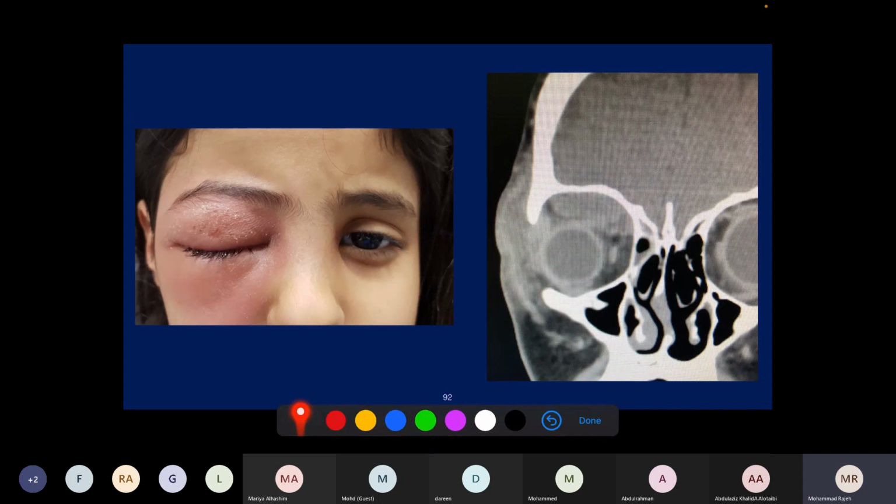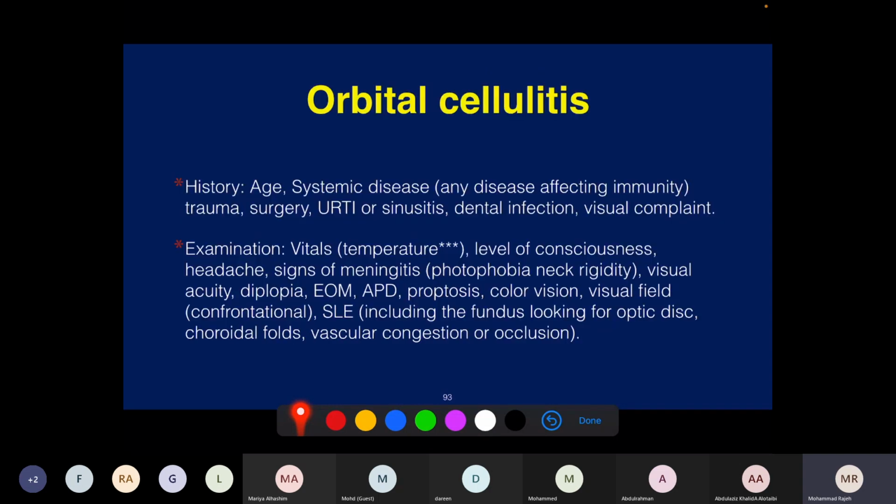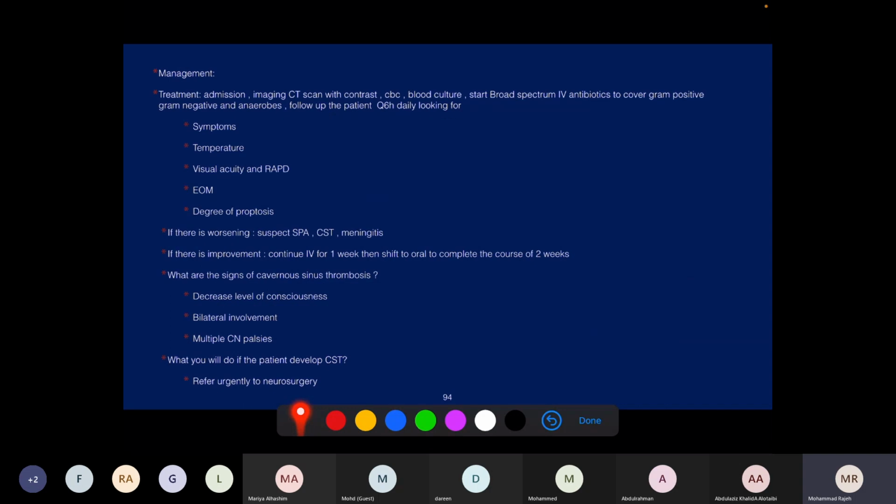This is a high yield topic, the orbital cellulitis. So again, the most common cause is sinusitis. That's why you have to mention the history. Examination, I covered for you all of the important parameters. How to follow up the patient, it's a common question. When you admit the patient, how would you follow the patient? It's very important.